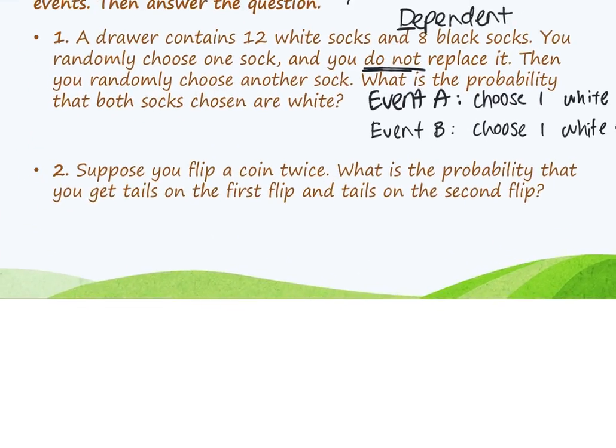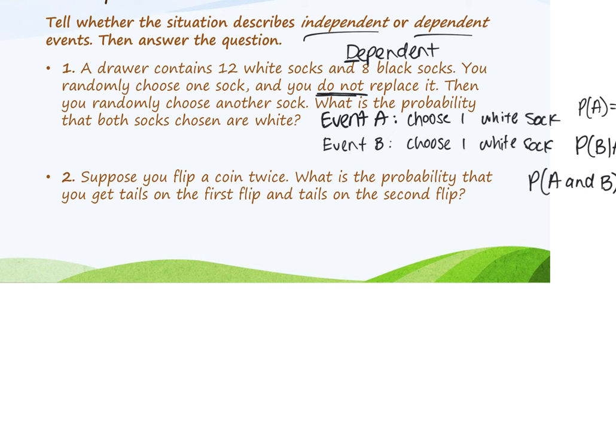Example 2. Suppose you flip a coin twice. What is the probability that you get tails on the first flip and tails on the second flip? Now, the first thing we need to identify is, are these independent or dependent events? These are independent.